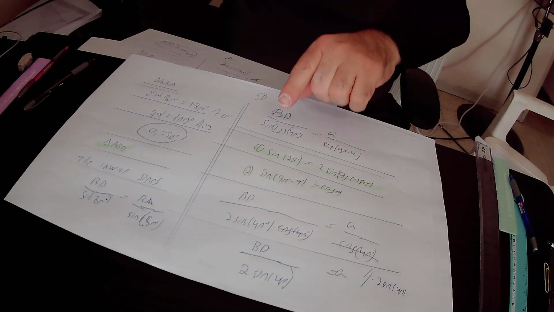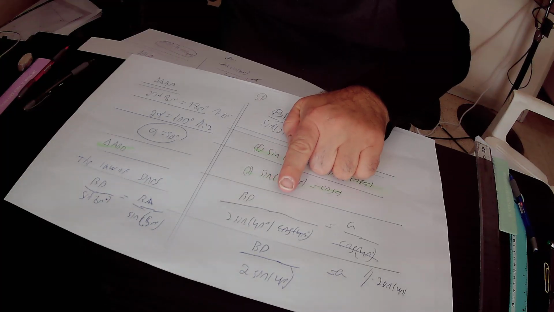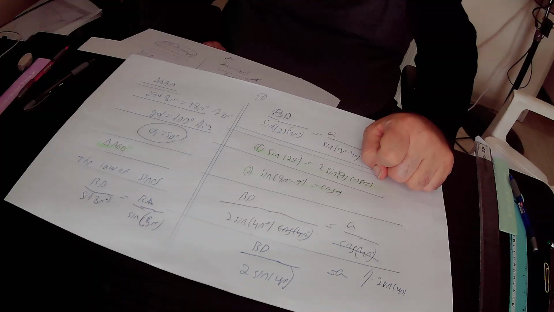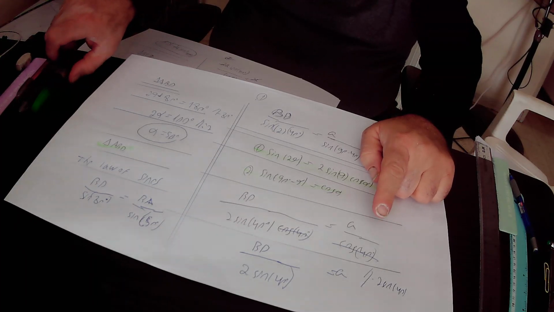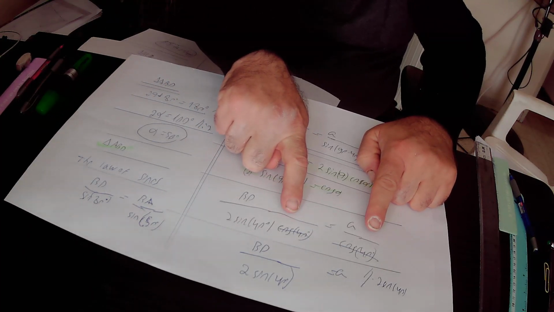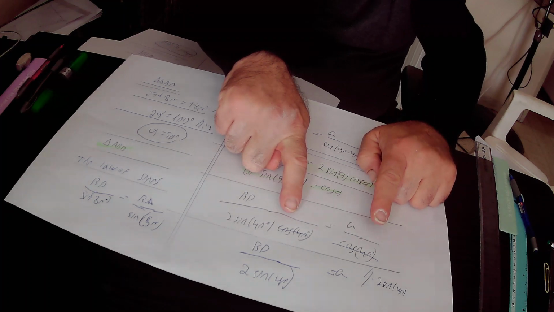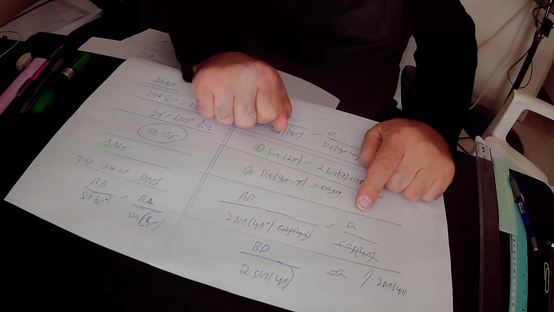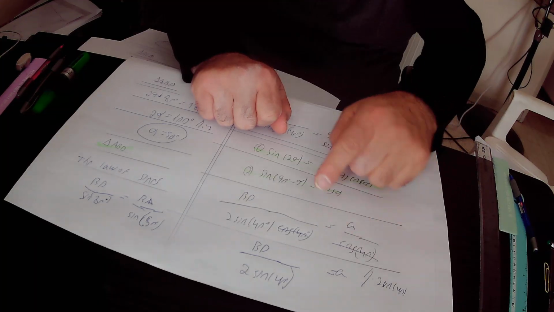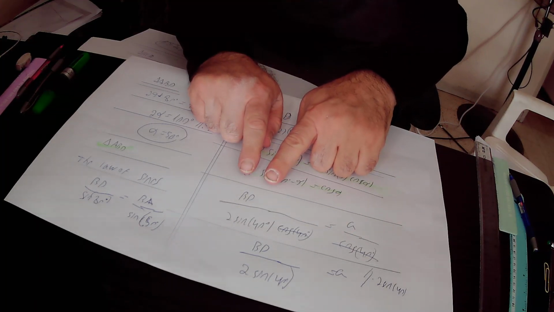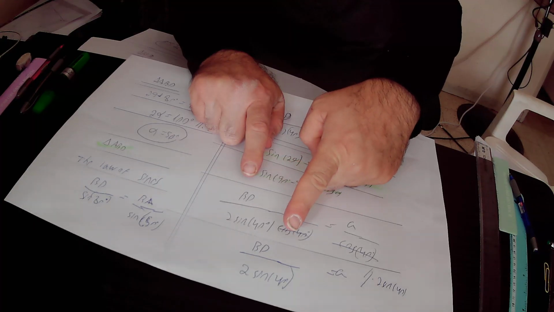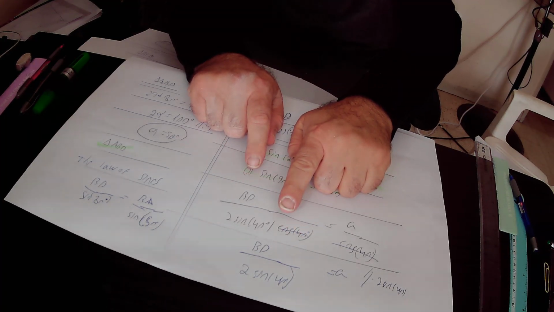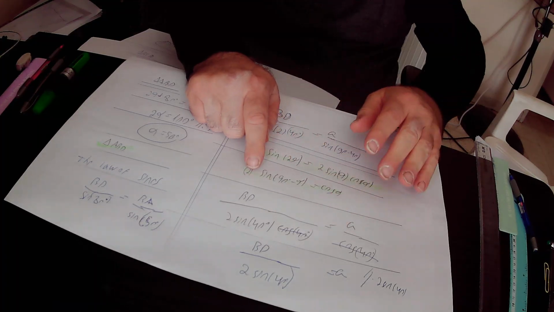So in total, we found out that BD over 2 times sine 40 degrees cosine 40 degrees equals A over cosine 40 degrees. Here we have cosine 40 degrees on both sides of this equation, so cosine 40 degrees gets cancelled. On this side of the equation we are left only with A, while on the other side we are left only with BD over 2 times sine 40 degrees. So in total, BD over 2 times sine 40 degrees equals A.